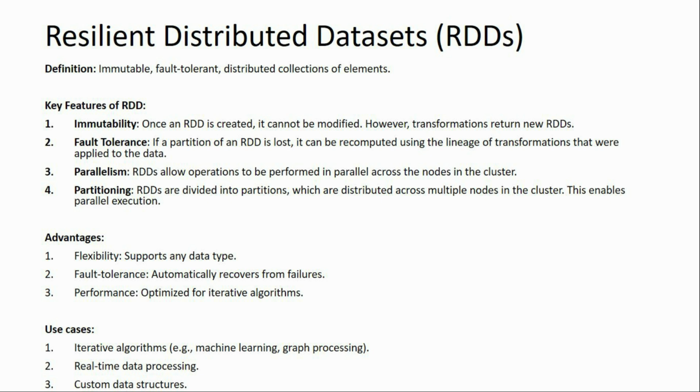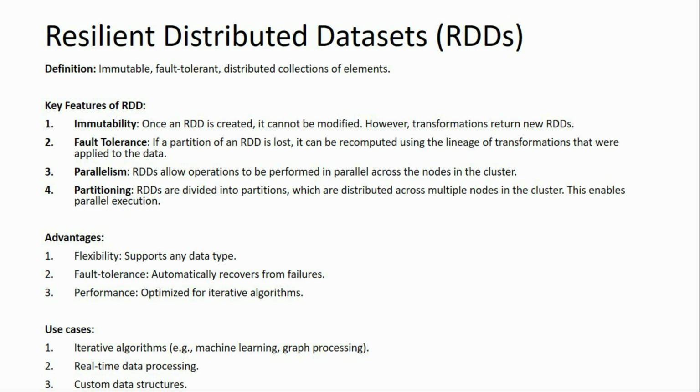If something goes wrong, say if a partition of the RDD is lost due to a node failure, don't worry. Spark can recompute that partition using the lineage, which is a record of all transformations applied to the data. This makes RDDs very reliable in a distributed environment.